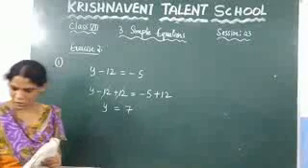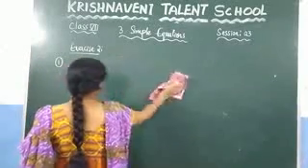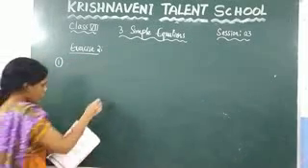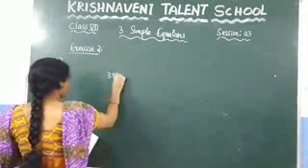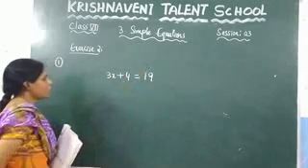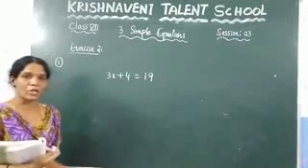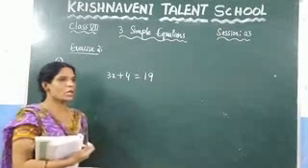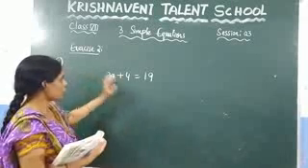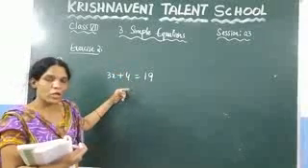Now see the next question. 3x plus 4 is equal to 19. Now here again you need to find the value of the variable x without changing the position. So how to solve this one? First here you need to find the value of the x. That means this should be removed. Here plus 4 is there. So what we need to do?